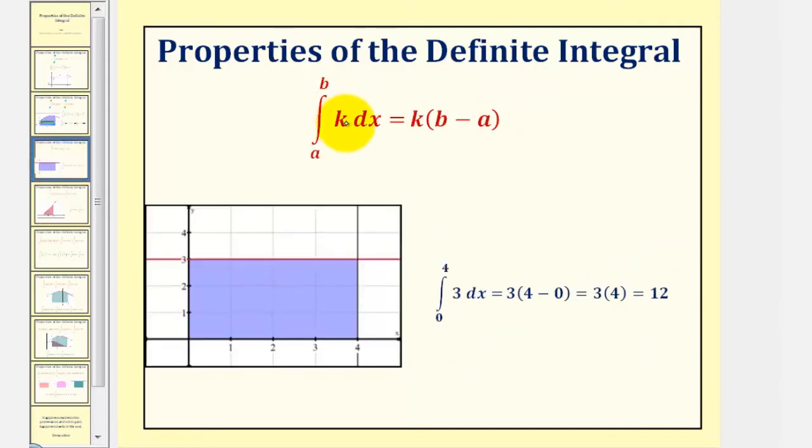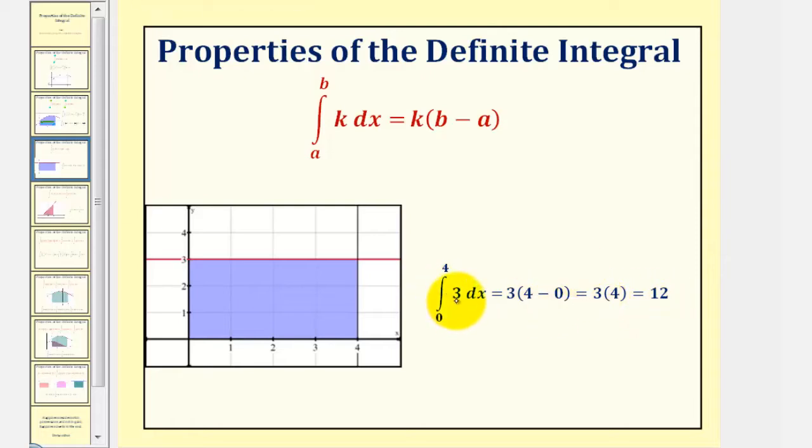Next, if k is a constant, the integral of k from a to b is equal to k times the quantity b minus a. So as an example, if we integrate 3 from 0 to 4, k is 3, so this is equal to 3 times b minus a, which would be 4 minus 0, giving us 3 times 4, which equals 12. And let's see why.